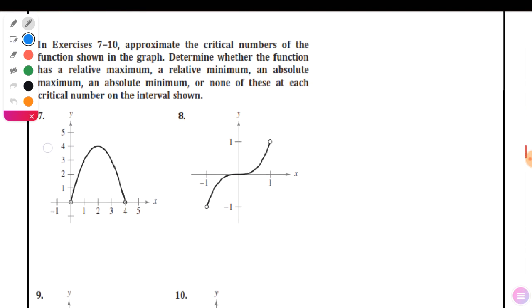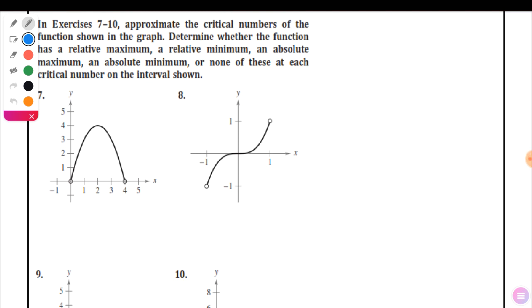Okay? Here, please focus with me. I have to identify how many requests are in the question. The first one: approximate the critical numbers. What are the critical numbers? The values of x at which the graph, since I'm talking about the graph, I have to know critical numbers occur at a corner, sharp point, cusp, or at a horizontal tangent to the graph. Okay? So that is the first request, find the critical numbers.